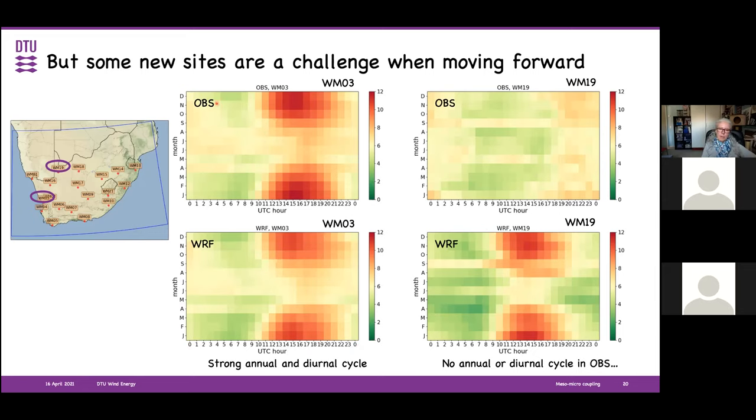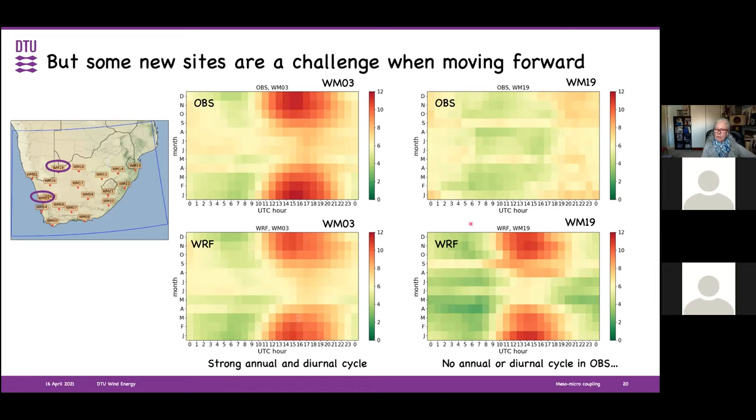And you can see that in the observations, all these sites on the coast show a very pronounced diurnal change in wind in the summer. This is summertime. Remember, this is the southern hemisphere. And then very little in the winter months. WARF has a very good prediction of that. Sometimes you have 1 or 2 hours off, but most of them are very good.